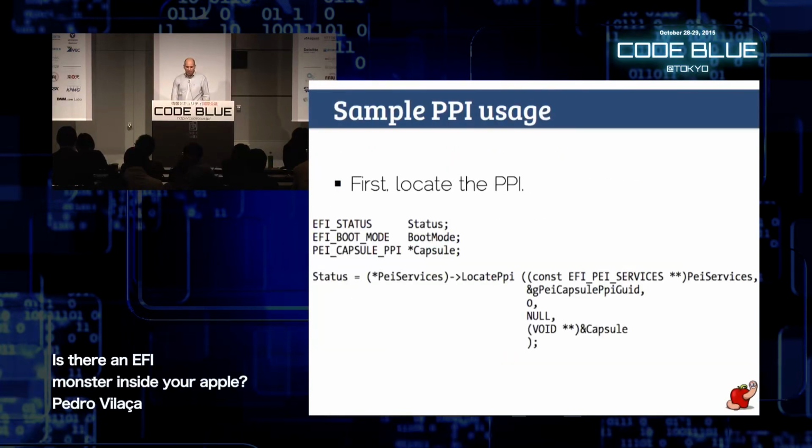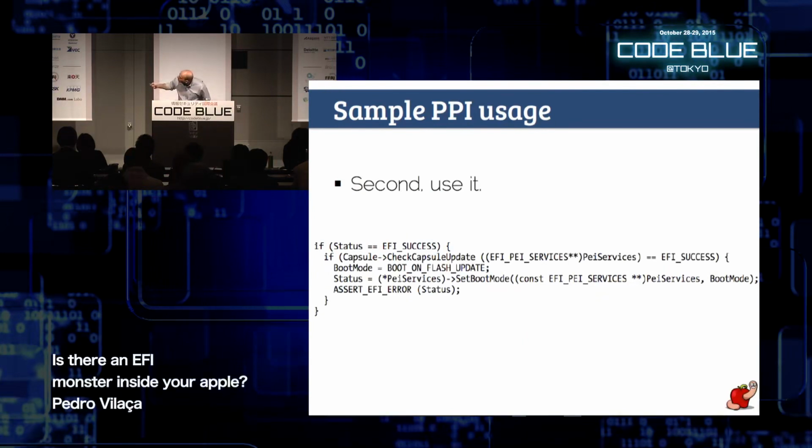Let me skip this. This is how you use the protocols. First, you locate the GUID, and then you use it. If you have a valid function pointer, you can simply use the service or the function pointer that you got.